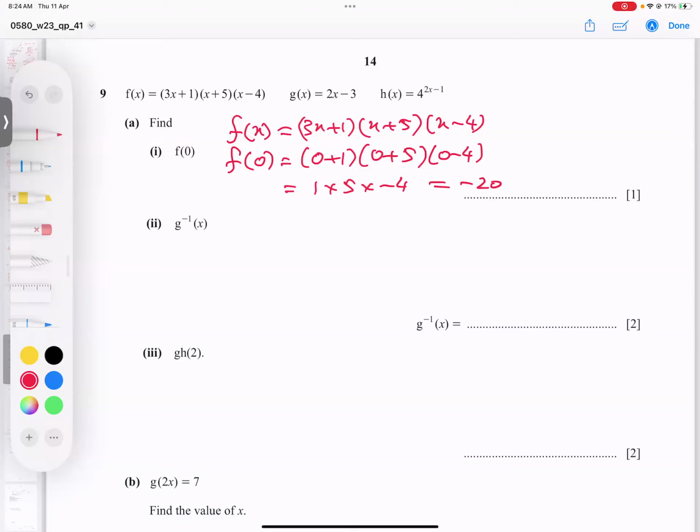Okay, let's go for the next one, g inverse. First of all, I will copy the function and replace g of x by y. Currently y is the subject, but I have to make x the subject. So this 3 is being subtracted, so it will go and add there. So y plus 3. 2 is multiplying with x, so we divide it down. It will become this form.